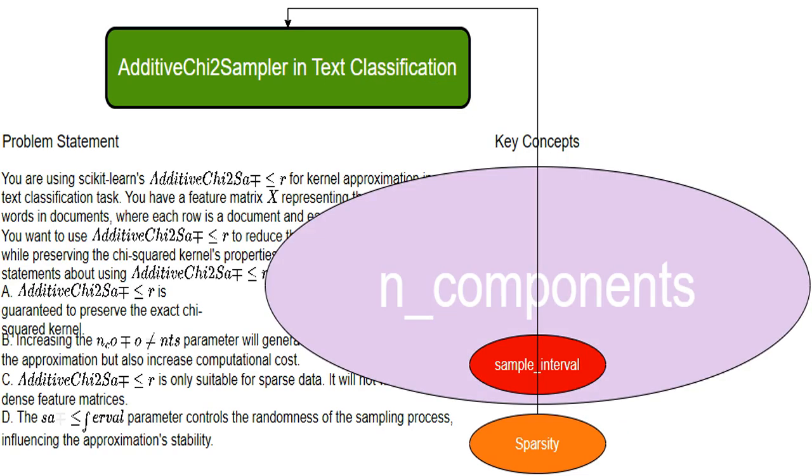This is a parameter controlling the number of random features generated by AdditiveChi2Sampler. More components mean a better approximation but at increased computational cost. Think of it like using more building blocks to build a more accurate model, but it takes longer to assemble.